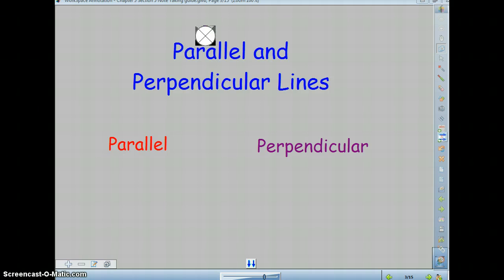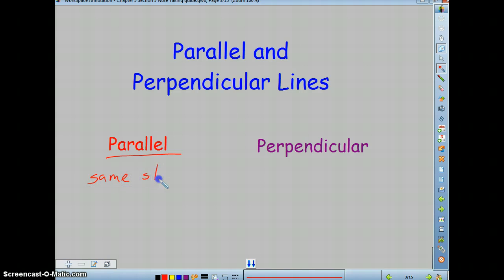With today's lesson, we're going to be talking about parallel and perpendicular lines. Alright, so let's talk about parallel lines. Well, first we know that parallel lines have the same slope. They're never going to touch. And the other thing about parallel lines is they have to have different y-intercepts. I'm just going to put b right there for y-intercepts: y equals mx plus b. Okay, so those are parallel lines.